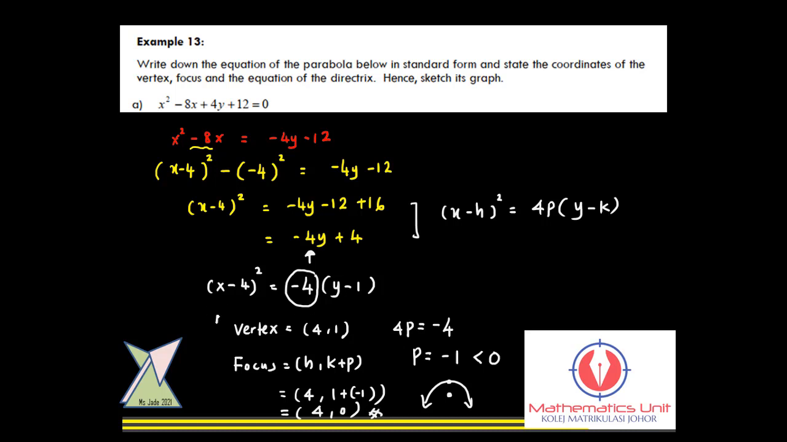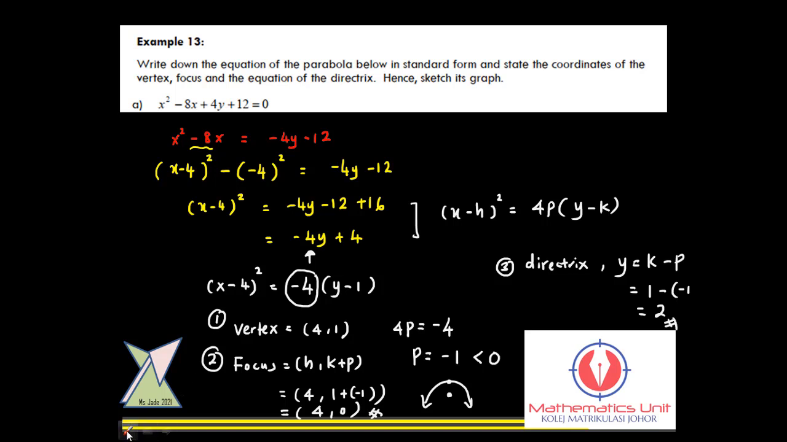Okay, so the vertex, we already get it. Focus, we already get it. We still have another component, which is the equation of directrix. So the equation of directrix just follows the change of the p at the y coordinate. So when changing at the y coordinate, it will be y equals k minus p. So the k is 1 and the p is negative 1. So we get positive 2. Okay, so y equals positive 2 as the directrix.